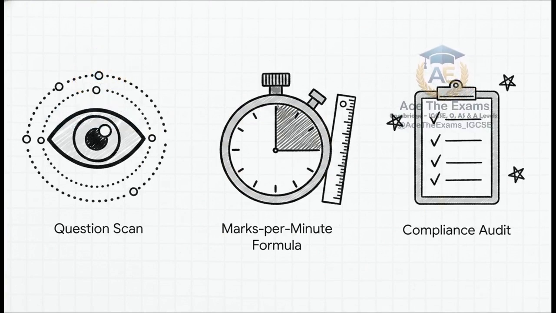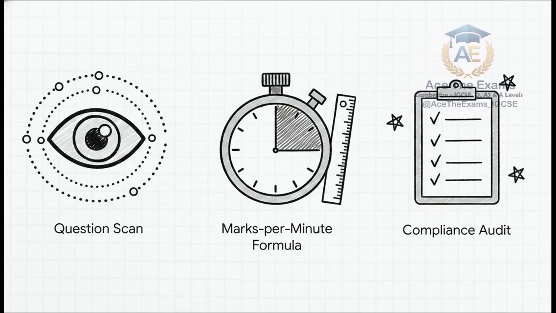Rule 1, the 3-step question scan. Before your pen even touches the exam paper, you decode the denominator. Is it linear, repeated, or quadratic? Then decode the command word. Is it find or is it show that?